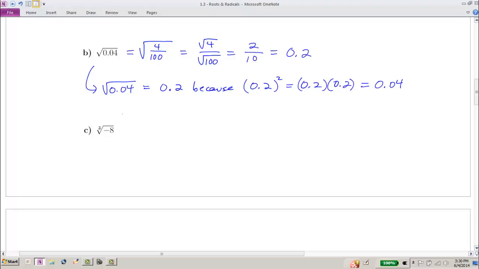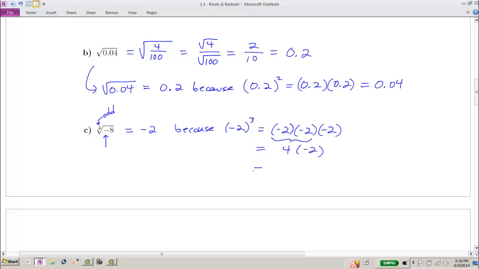In part C, we want the cube root of -8. Now, negative numbers will have odd roots. So the cube root here, because this is odd, the cube root of -8 does exist as a real number. And the cube root of regular old +8 is 2. So the cube root of -8 is -2, and we can convince ourselves of this because -2 cubed is -2 times -2 times -2, which is 4 times -2, or -8.